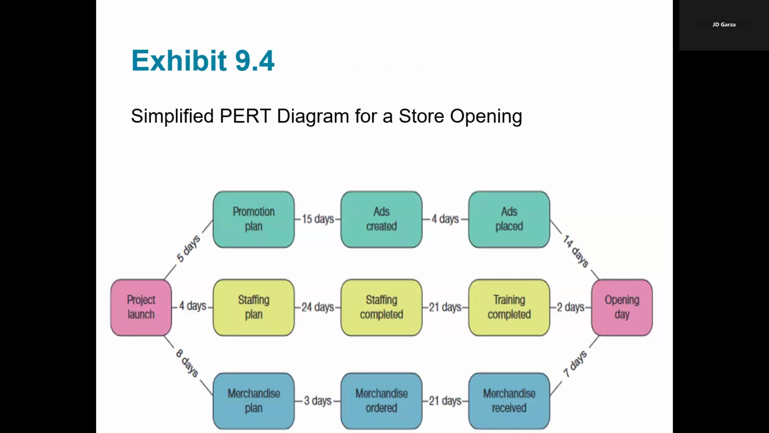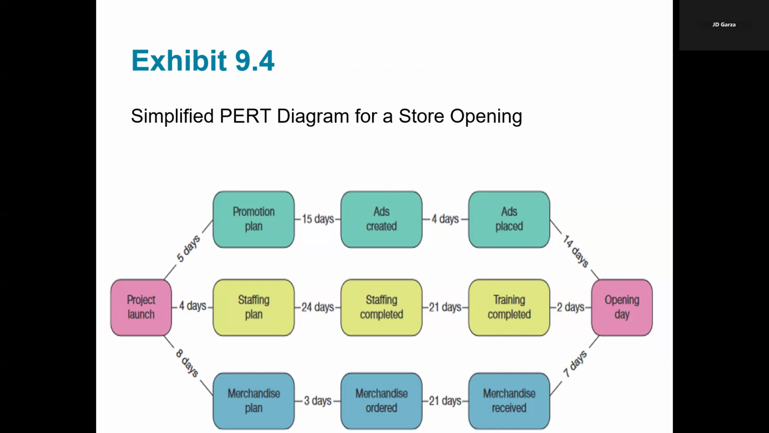It visually maps out the sequence of tasks required to complete the project, breaking it down into individual steps with specified timelines. This diagram is an essential tool for understanding task dependencies, managing resources effectively, and ensuring timely completion of each particular phase. Now this PERT diagram starts with a project launch.